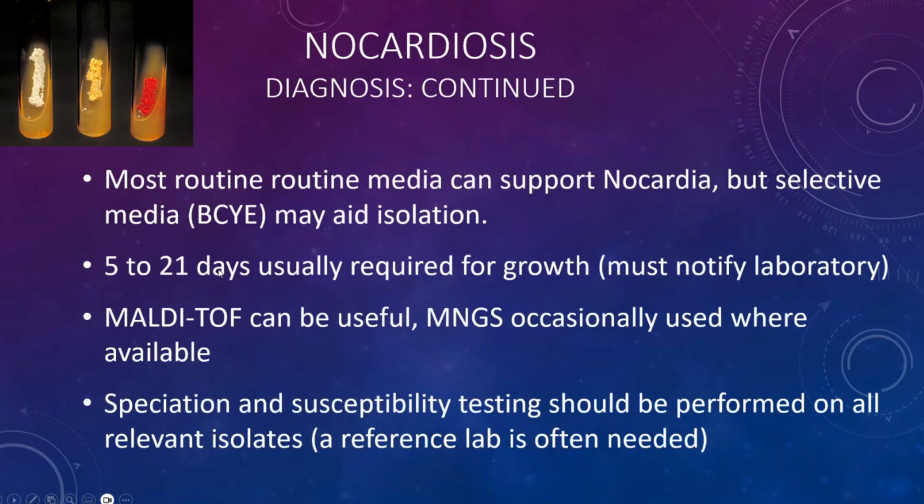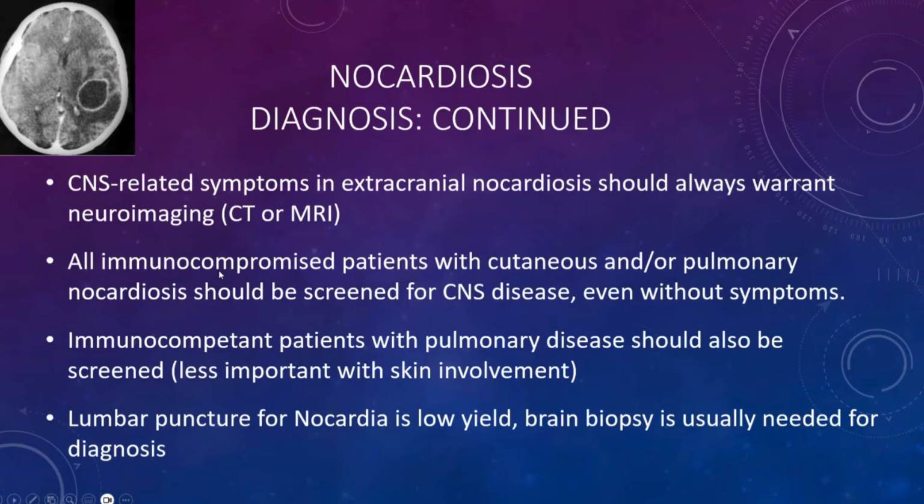An emerging useful diagnostic method is MALDI-TOF. Also, molecular next-generation sequencing can sometimes be helpful in these cases. And you always want to obtain speciation and susceptibility testing for all of these relevant isolates, as susceptibilities can vary by species. If you have somebody with extracranial nocardiosis and they develop CNS-related symptoms, you always want to neuroimage them.